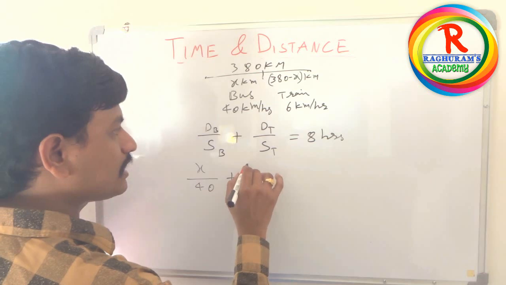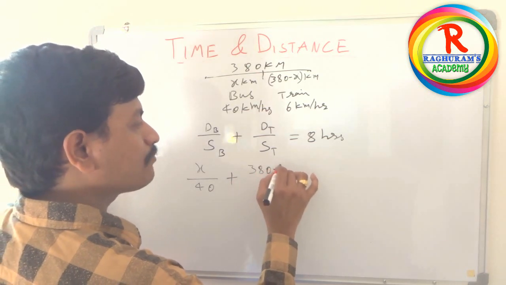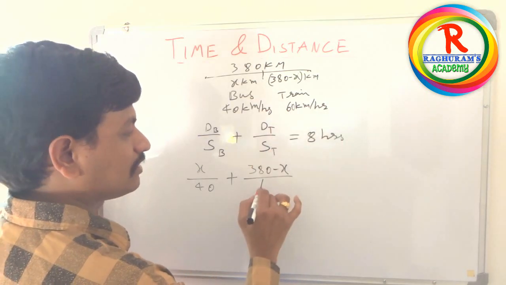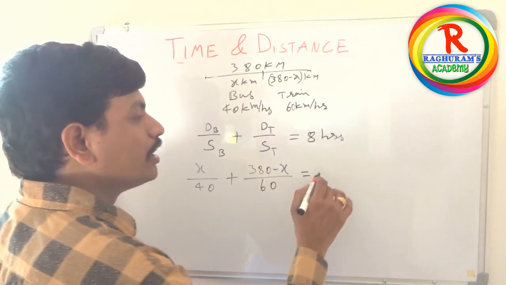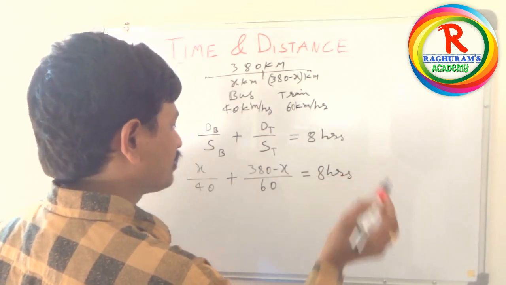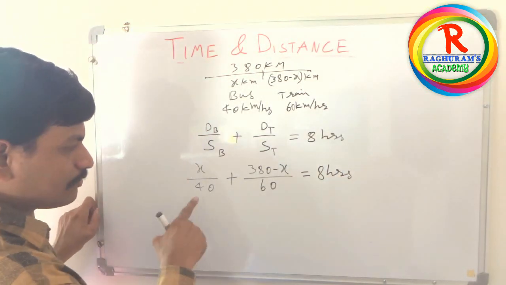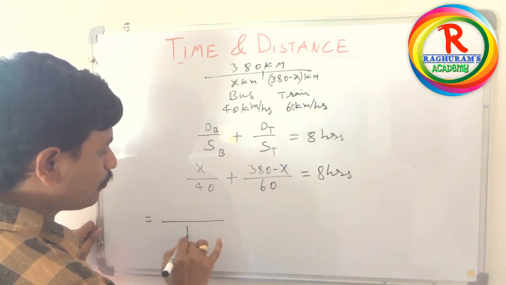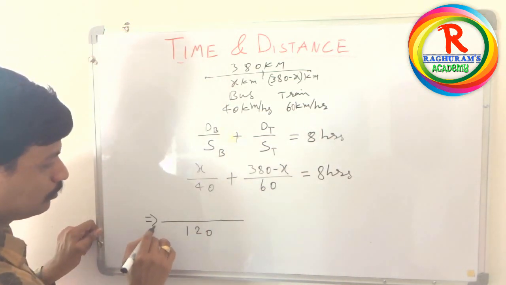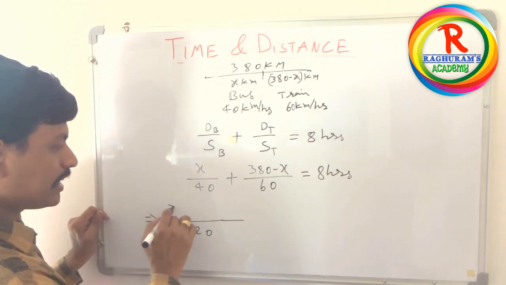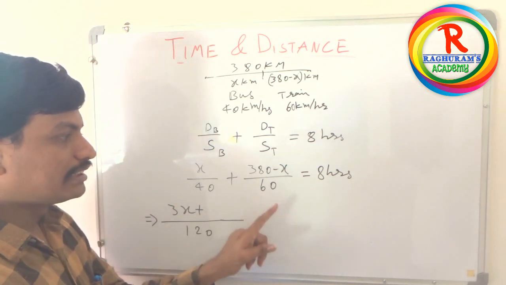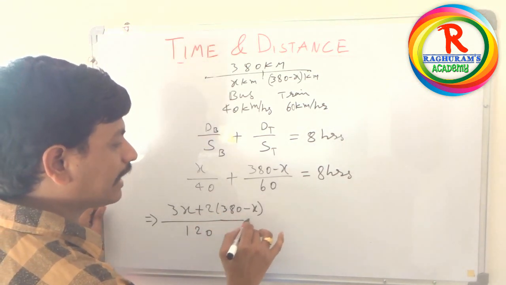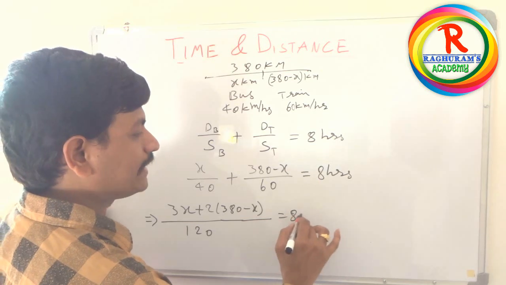And in this case, what's the distance traveled by train? 380 minus x, divided by the train speed, which is 60 kilometers per hour. So total 8 hours. Solve this equation. What's the LCM for 40 and 60? That is 120. 120 divided by 40 is 3, so 3x, plus 120 divided by 60 is 2, so 2 into (380 minus x), equals 8 times 120.